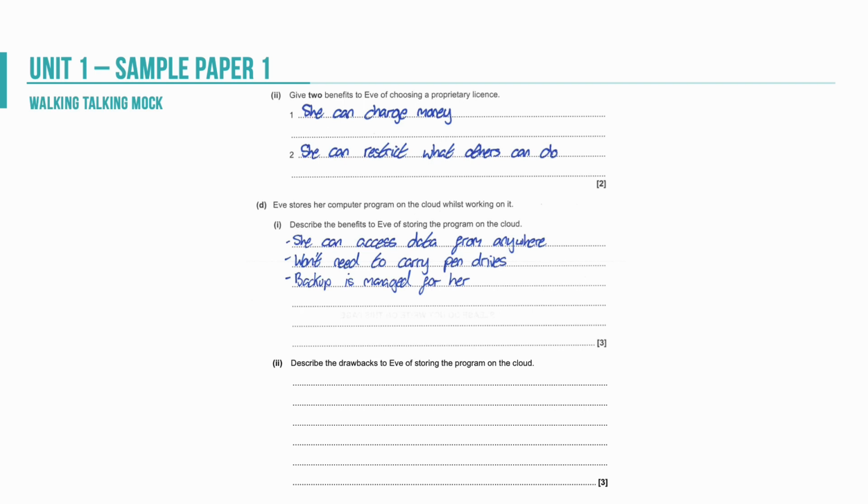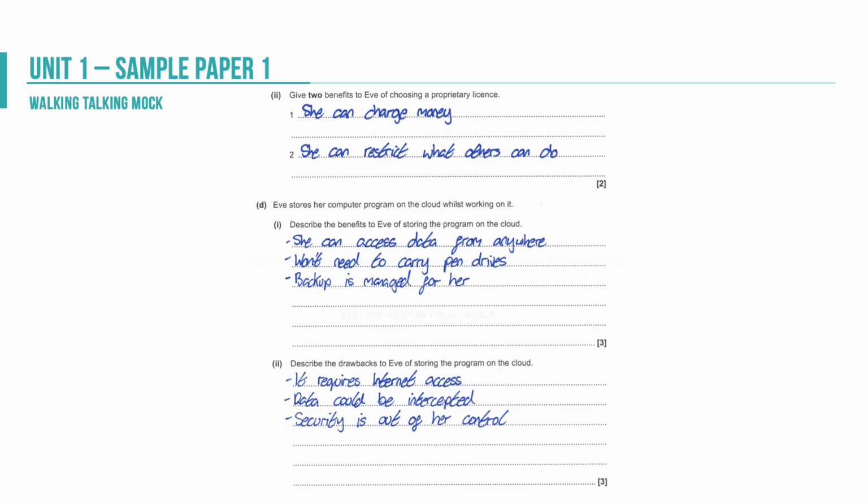She can access her data from anywhere. She won't need to carry external devices such as pen drives around with her. And the backup is likely to be managed for her. So Microsoft deal with backing up OneDrive automatically, and Evie won't need to. There are some drawbacks. It requires internet access. Data could be intercepted while she's downloading it from the cloud, and the security is out of her control. So if Microsoft were to get hacked, her code would then be lost.